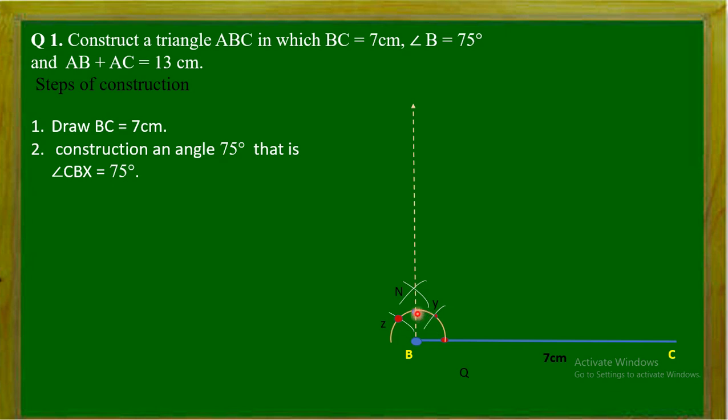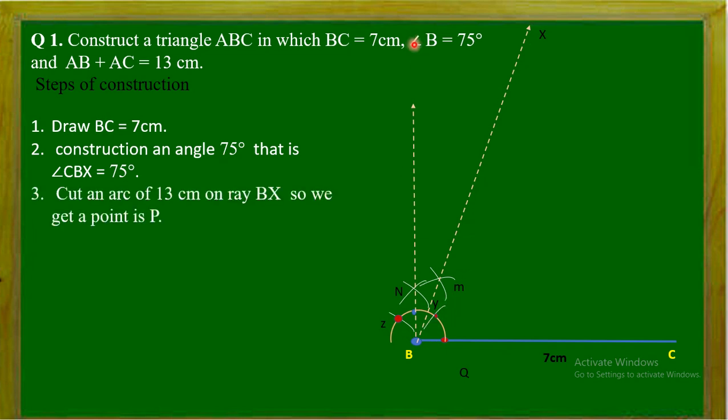So let us open the compass more than half of this part and place the pointer at these two points, Y and this point. Cut the two arcs intersecting at point M. Now this point M we join with point B, so we get a ray BX which forms angle 75 degree at point B. Here we get the angle CBX is 75 degree.